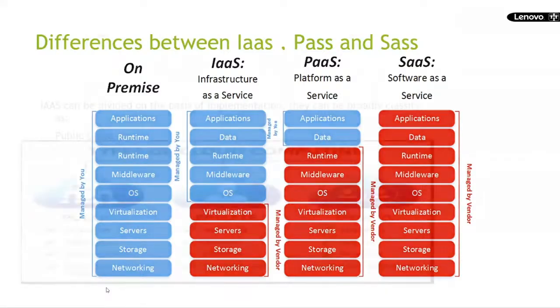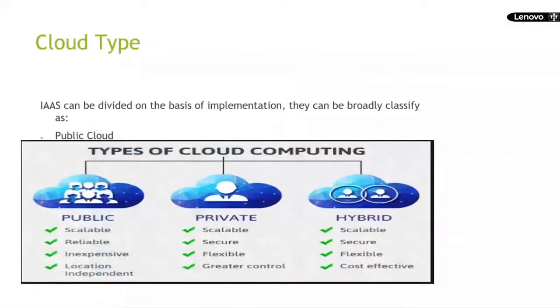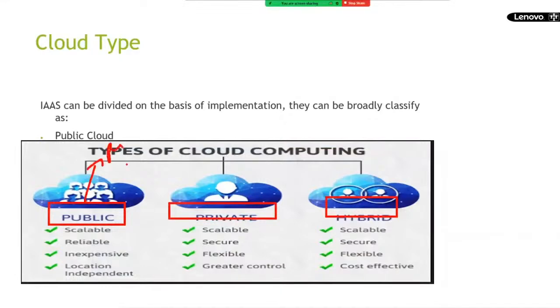Next, globally we have three types of clouds: public, private, and hybrid. What is public, guys? The services or resources that can be accessed from anywhere in the world are called public. I am repeating, the resources that can be accessed from anywhere in the world are called public.